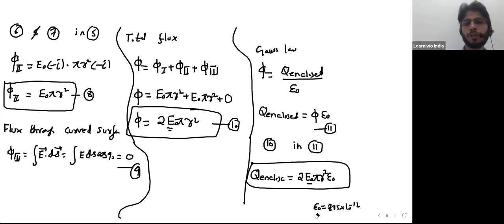And I'm not substituting the value of epsilon naught because the numerical value is not given. You don't have the numerical value of R, you don't have the numerical value of E naught. So there's no point in substituting the numerical value of epsilon naught. There's no point in it.